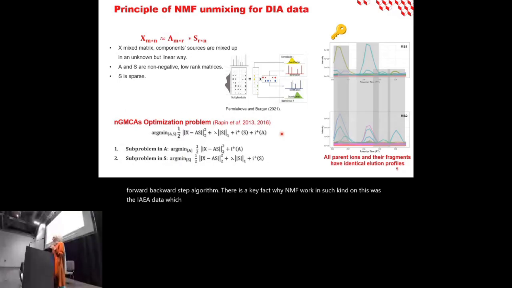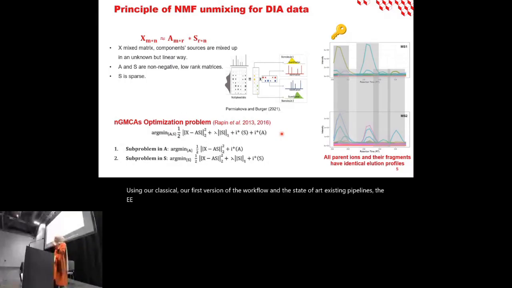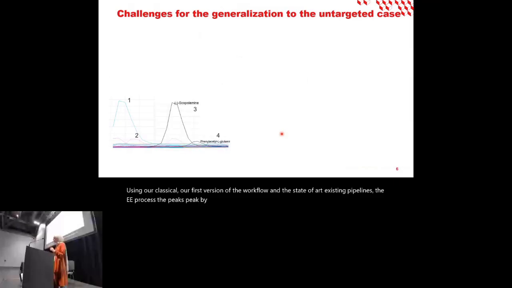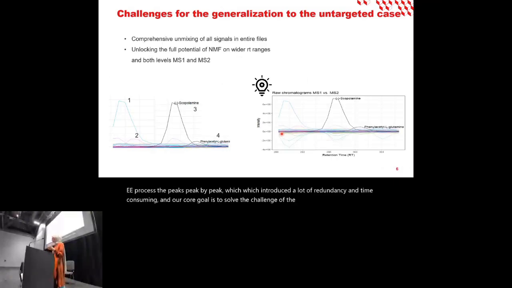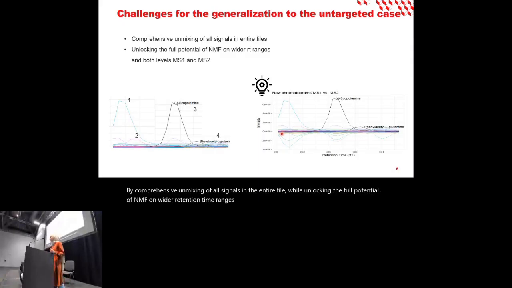Using our first version of the workflow and the state-of-the-art existing pipelines, they process the peaks peak by peak, which introduces a lot of redundancy and is time consuming. Our core goal is to solve the challenge of the generalization of the untargeted case by comprehensive unmixing of the entire file, while unlocking the full potential of NMF on wider retention time ranges and in both levels, MS1 and MS2.